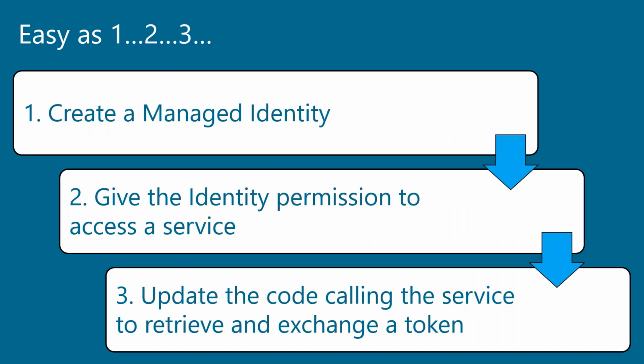So working with this is a bit of a 1, 2, 3 process. First, you create a managed identity on a service. Then you give the identity permission to access a given resource in another service. And then you update the code that's going to be calling to retrieve the resource, and you set that up to actually retrieve and exchange a token.